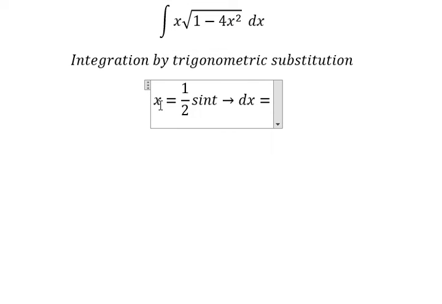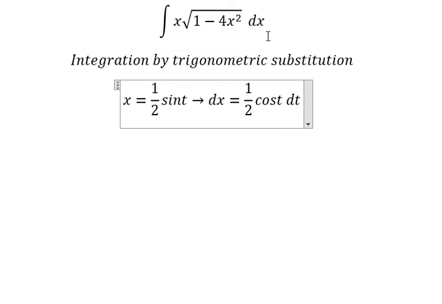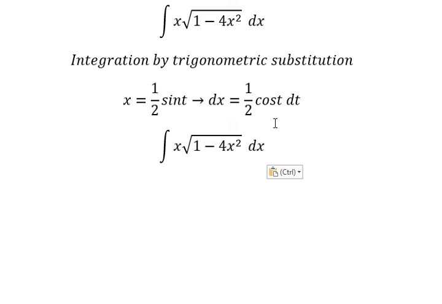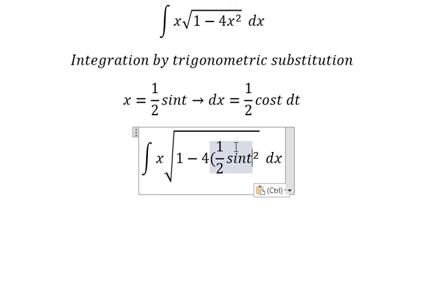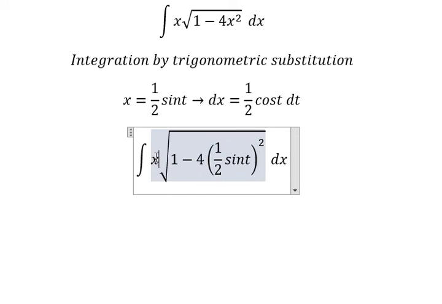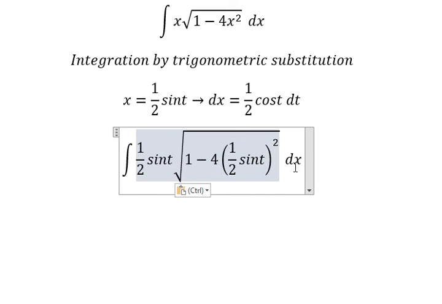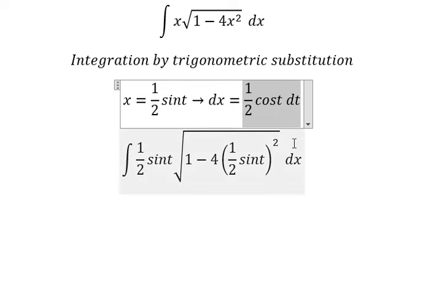Next, we take the first derivative of both sides. You get 1 over 2 cosine t dt. So, we put this one in here, and this one in here. The s we change by this one.